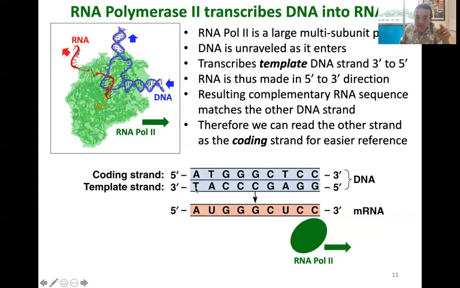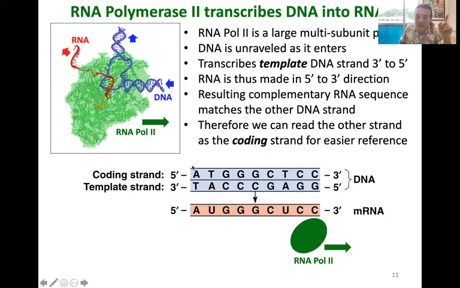That's the template. And you can see wherever there's a T, the RNA polymerase will now add an A in the growing strand of RNA, right? Wherever there's an A, it adds a U, because remember, this is RNA, so it utilizes uracil instead of a T, all right? And so on and so forth.